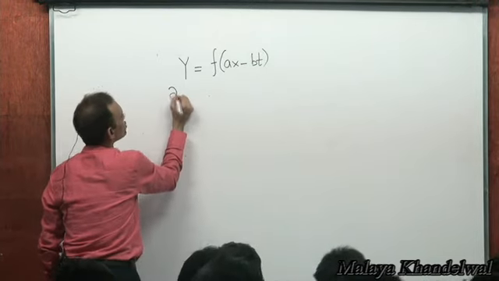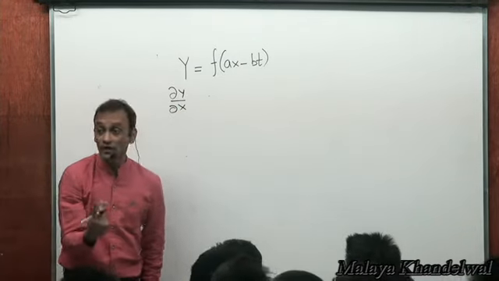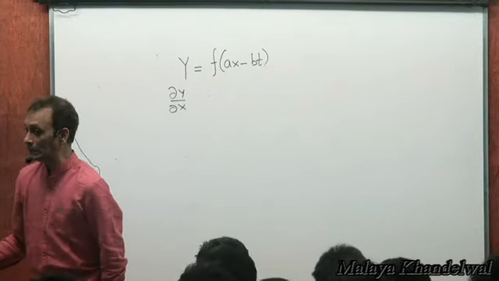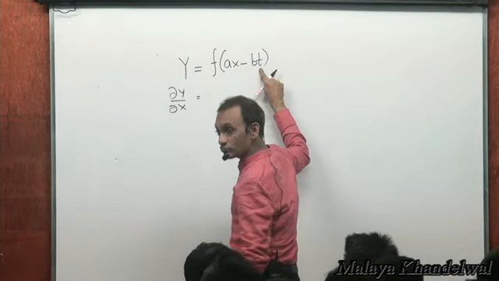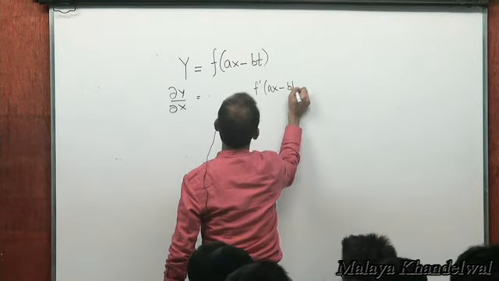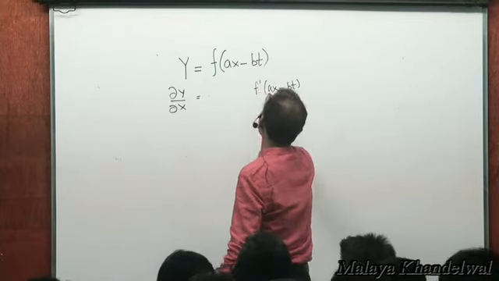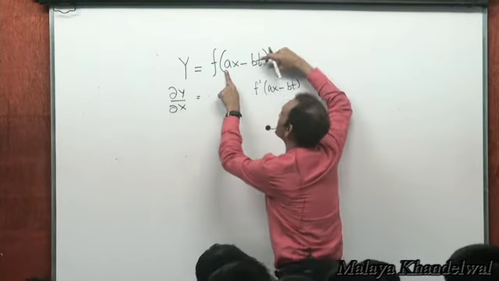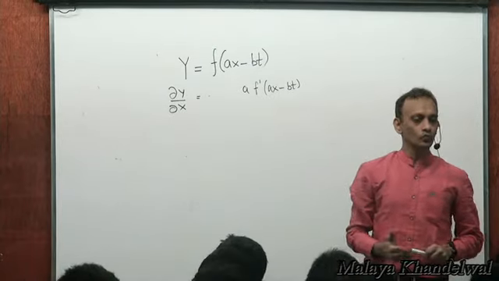Although it is too early to talk about all this, if I differentiate y with respect to x, keeping t constant, I explained the notion of differentiating partially. Differentiate y with respect to x, keeping t constant. What will I get? I'll first differentiate f with respect to this using the chain rule. That will give me f dashed (ax minus bt). Then ax minus bt with respect to x, keeping t constant, will give me a. That's the chain rule. Yes or no?